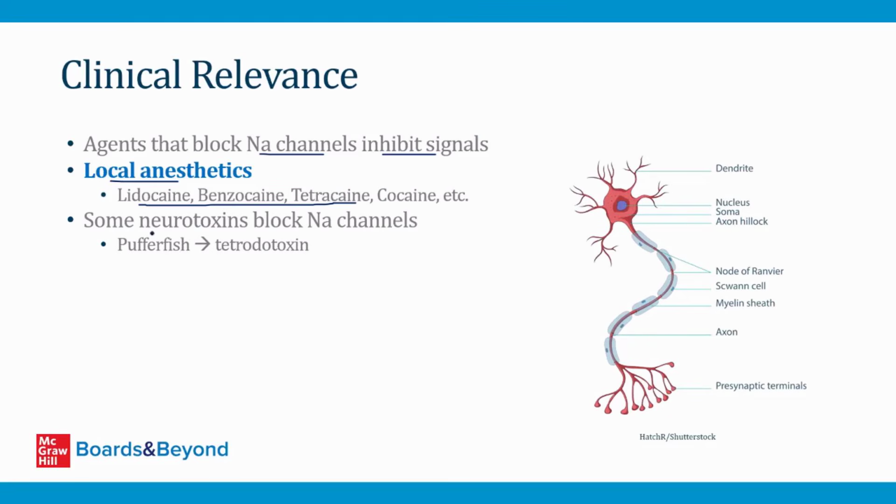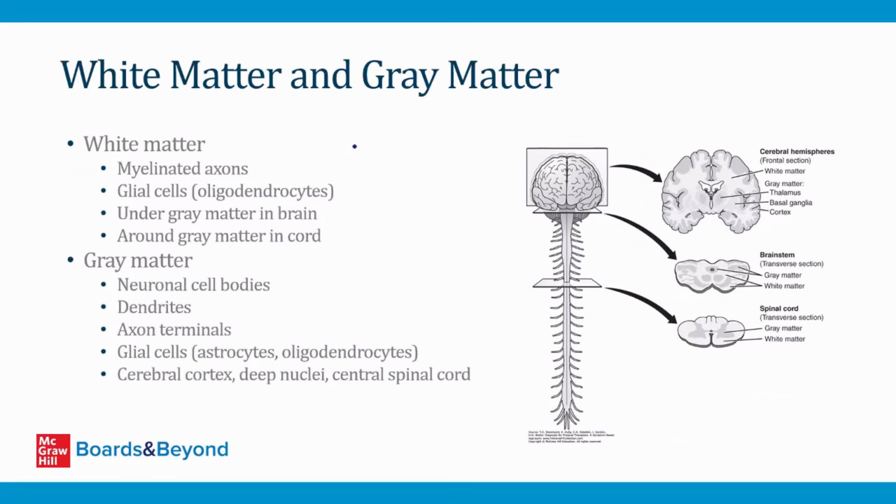There are also some neurotoxins found in nature that block sodium channels. For example, there's a fish called a pufferfish, which produces tetrodotoxin. This can block sodium channels, and this can actually cause paralysis because you can't get depolarization of motor neurons that tell muscles to work.